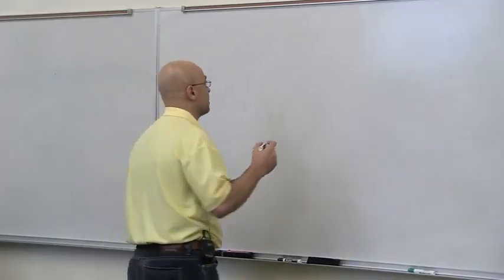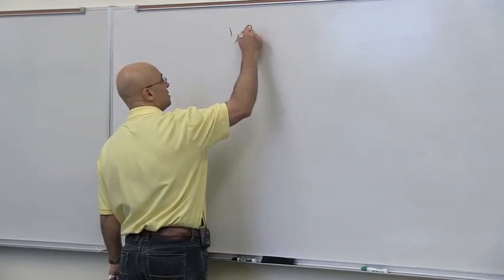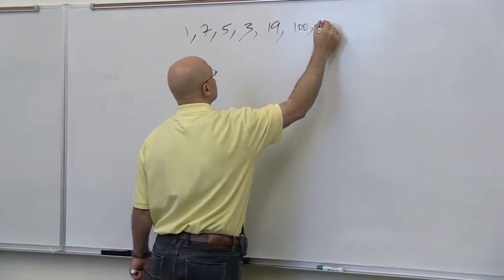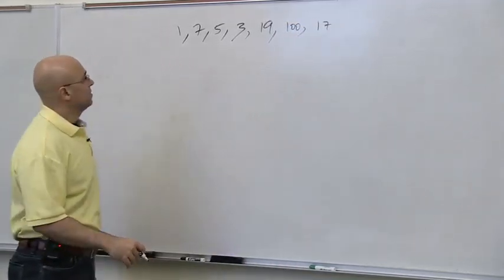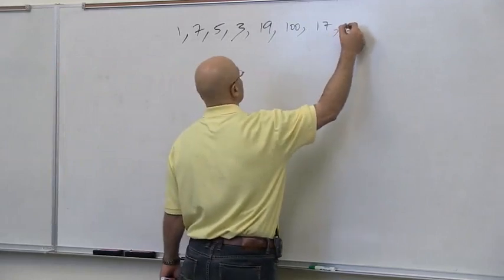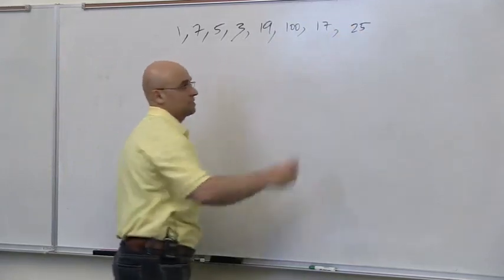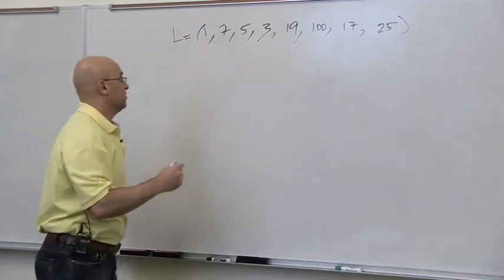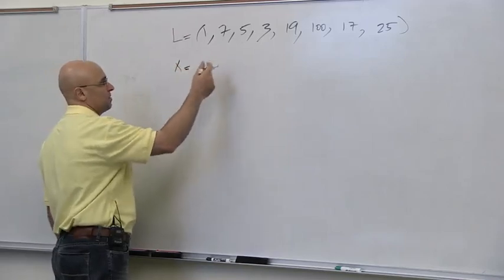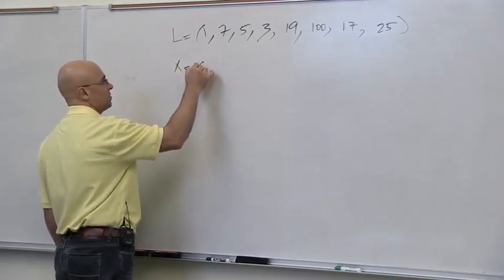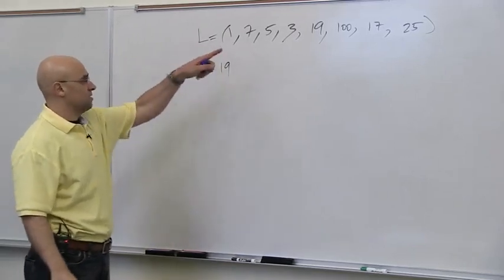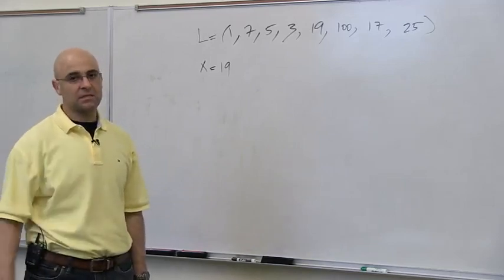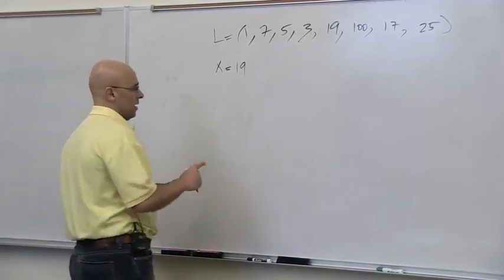So for the searching problem, I'm given a list L of 1, 7, 5, 3, 19, and 17, 25. And in addition, I have an element X that can be, for example, 19. And I'm saying, search for X in this list and tell me the location of it, if it's found. If it's not found, tell me that it is -1. Right? So how do we solve this?